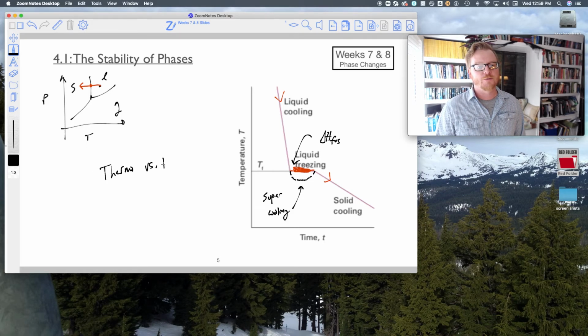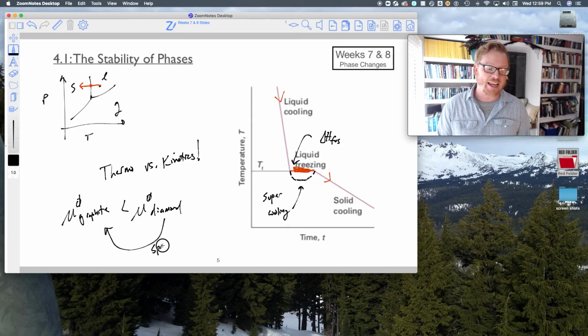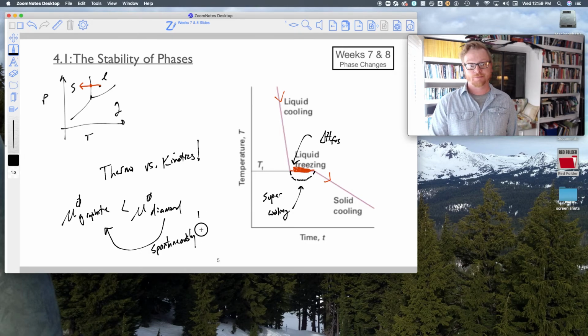Okay. So what I also want to talk about now, because I'm talking about time, is thermo versus kinetics. And as an example, the standard chemical potential, so that means at 298 K, of graphite is actually less than the standard chemical potential of diamond. So let's think about what this means. At room temperature and pressure, the chemical potential of a diamond is actually greater than the chemical potential of a piece of graphite. So it actually should be spontaneously undergoing a phase transition, right?